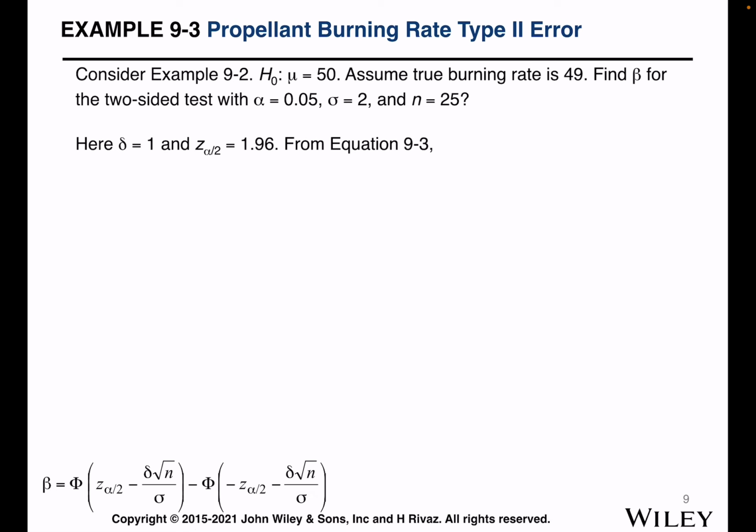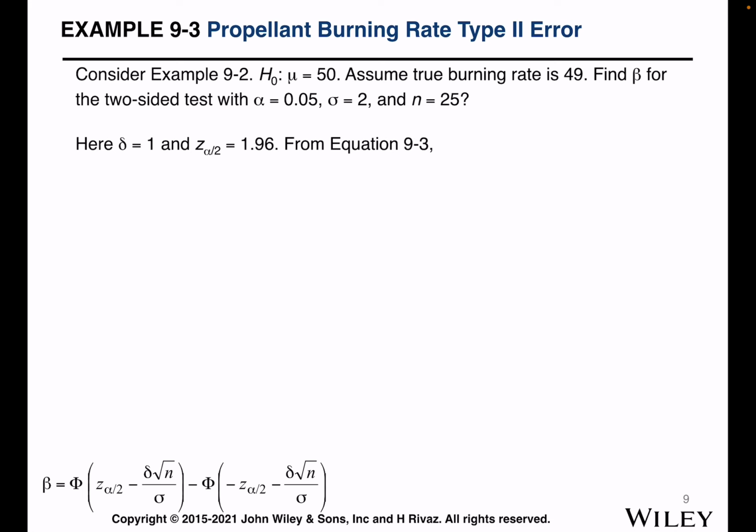Z of alpha divided by 2. Again, I encourage you to memorize this, 1.96, but it's okay if you don't. You can always go and look at the table. So we look at this equation at the bottom of the page, and we have everything to plug in. We have Z of alpha divided by 2, we have delta, we have n, which is 25, and we have sigma.